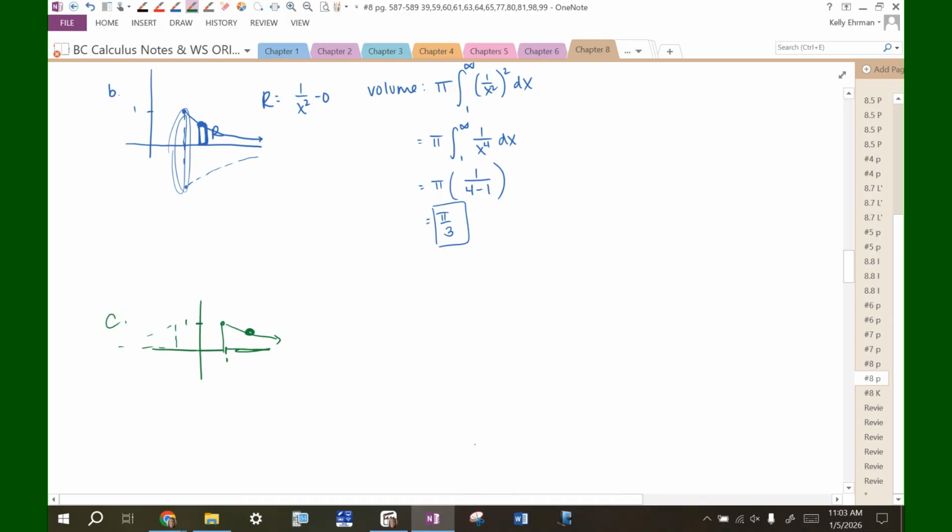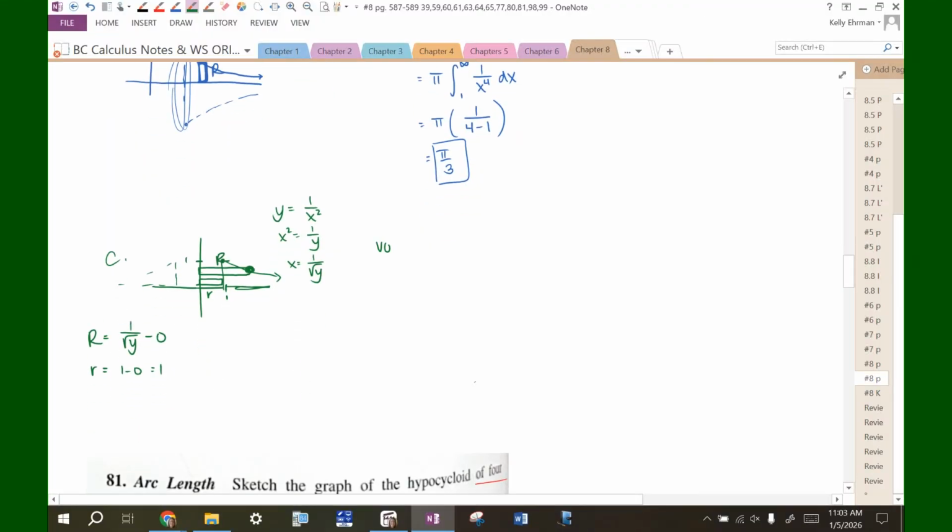So I have, here's the outer portion. Remember, you connect to your axis of revolution. Here's the outer portion, and then there's this little inner portion here. So little r, big R. Big R is, well, first off, solve your equation for x instead of y. X squared equals 1 over y. X equals the positive square root of 1 over y, because these are positive x values. So big R is equal to 1 over radical y minus 0, right minus left. Little r is just 1 minus 0, which is 1.